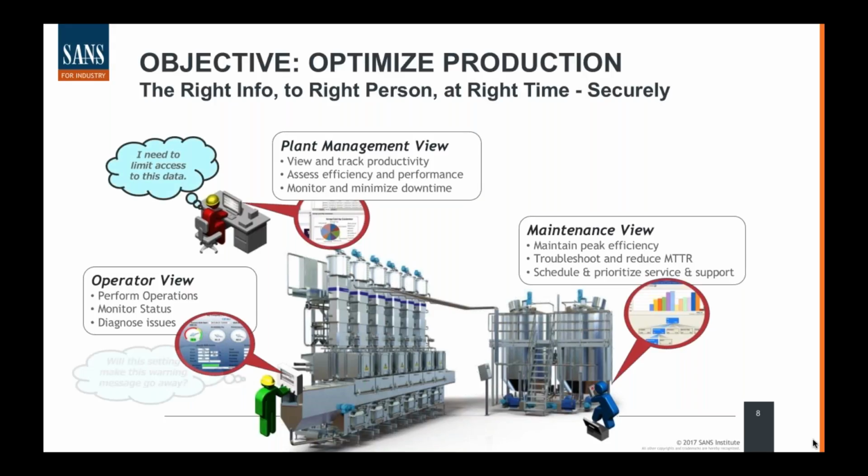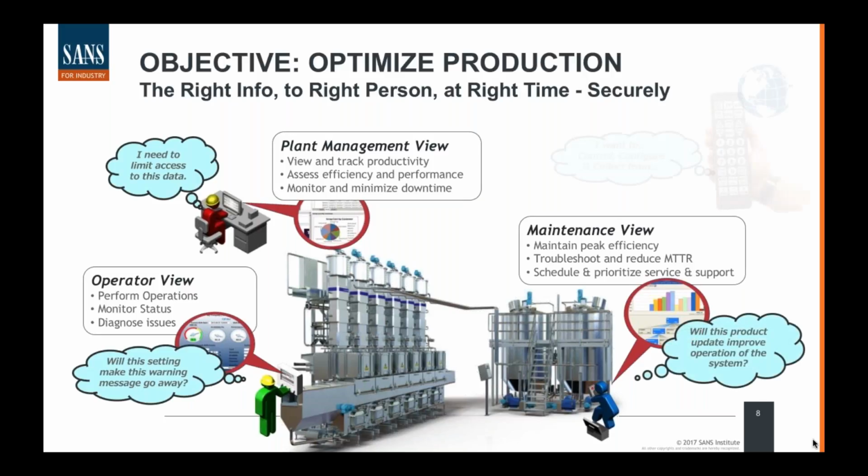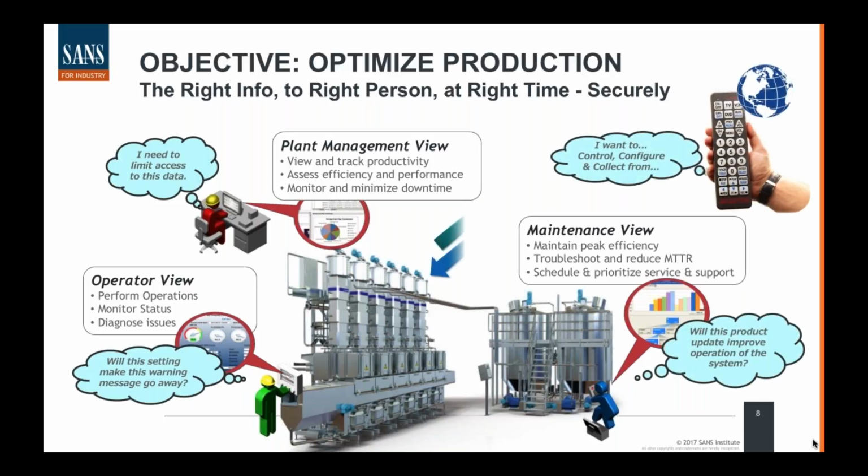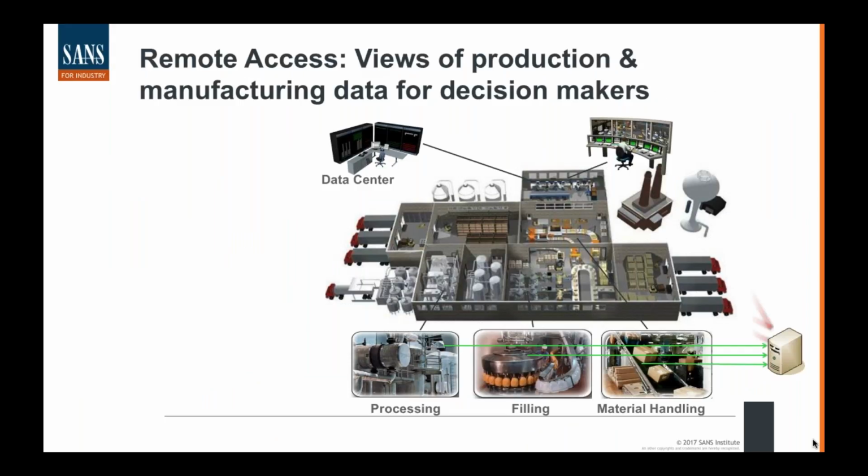So our objectives around running these systems still haven't changed. If anything, we've really amplified what we're looking to extract from these systems. The plant management view of tracking and viewing performance and productivity, the operator's view of controlling operations and monitoring status, the maintenance view of maintaining efficiency, and then we can add to this the remote aspects of someone that may not be present physically with the equipment that's running, but yet still has this desire to collect information, to configure, and to even control in some cases.